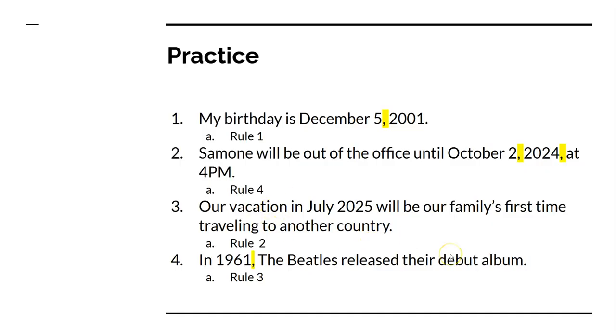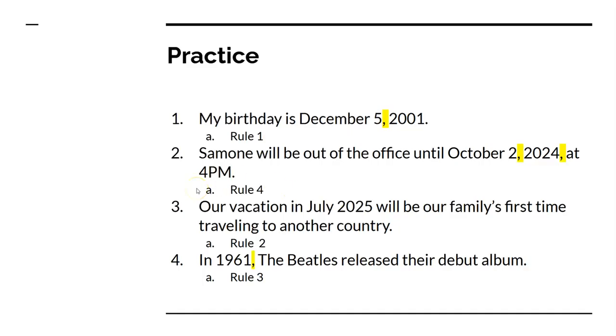Number 3, our vacation in July 2025 will be our family's first time traveling to another country. Number 3 actually did not need any commas because all we have is the month and the year. Rule number 2 told us that if we have month and year only, we don't need any commas.